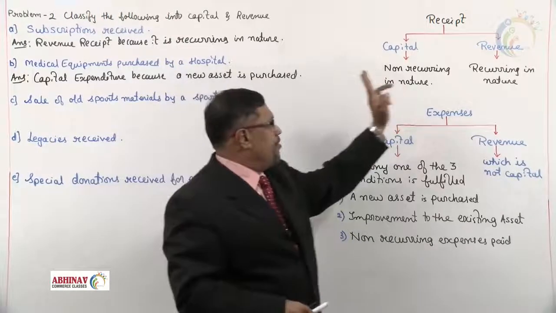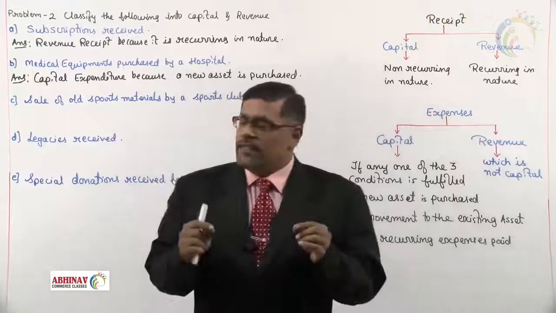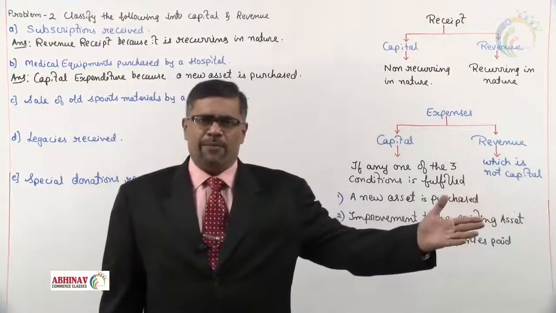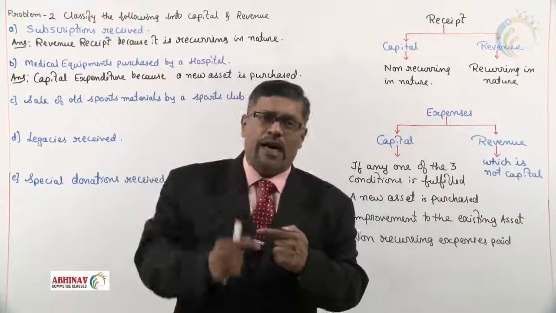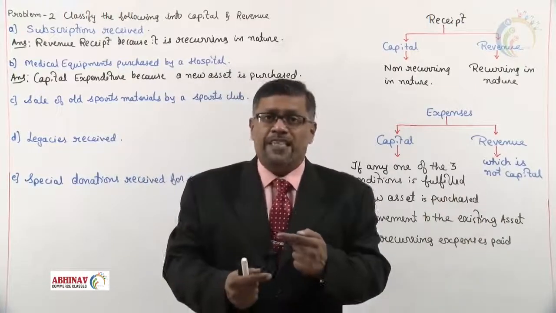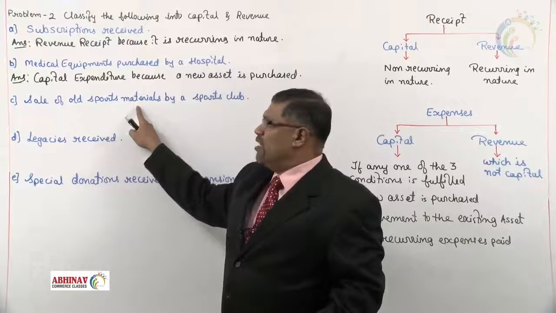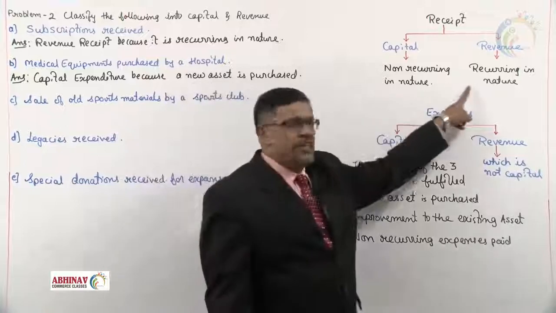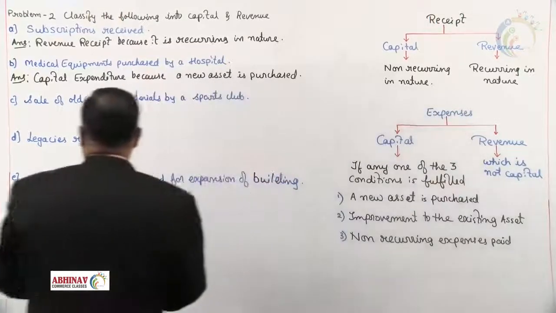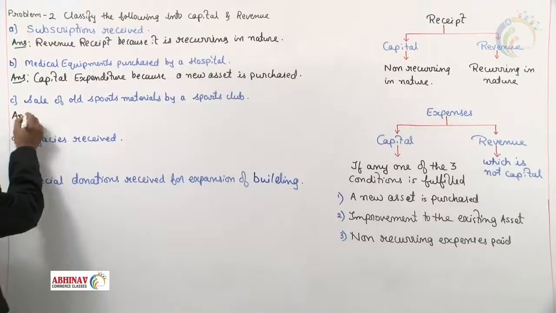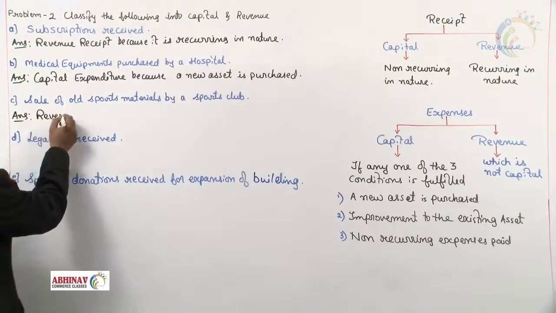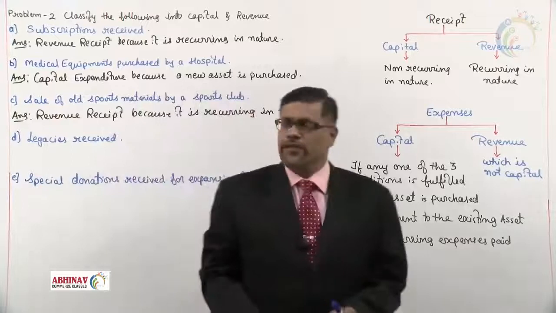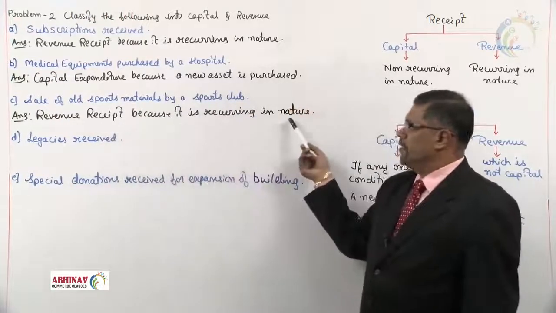The only question is, is it recurring or non-recurring? As the sports material gets old, they sell it at a lesser price. This thing continues again and again. That means they receive income again and again by selling the old sports material. So what is it, recurring or non-recurring? Recurring. Recurring is nothing but a revenue receipt. Let us write down the answer. So sale of old sports material, revenue receipt because it is recurring in nature.